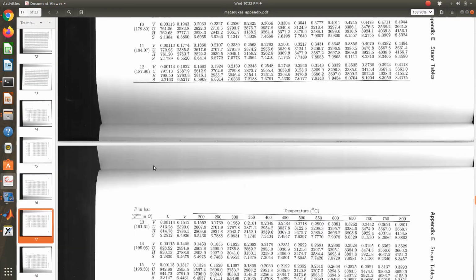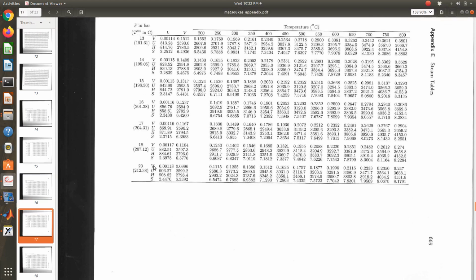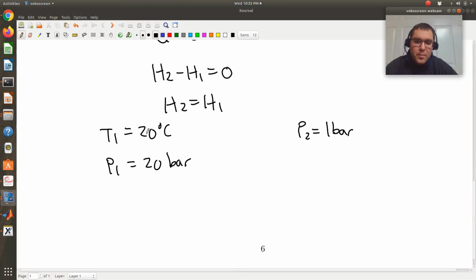So this is my superheated steam tables. At 20 bar, my saturation temperature is 212.38. So my temperature is less than Tsat at that pressure, so I have a compressed liquid. My inlet is going to correspond to a compressed liquid.